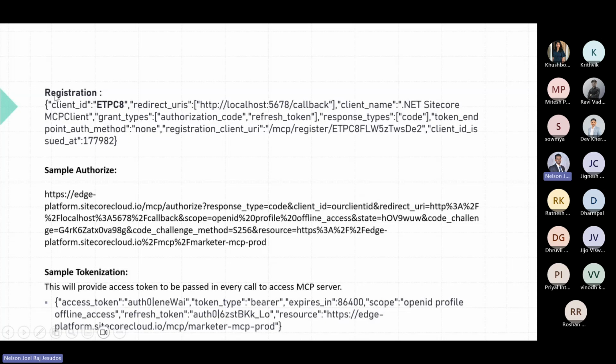Okay, so these are all the sample registration requests, where you can see this client ID. This client ID is basically generated by the browser. For VS Code, it will give a separate URL for you.